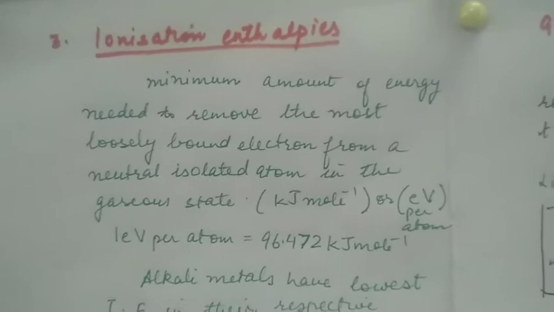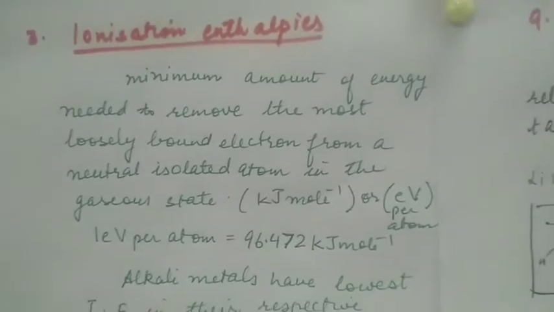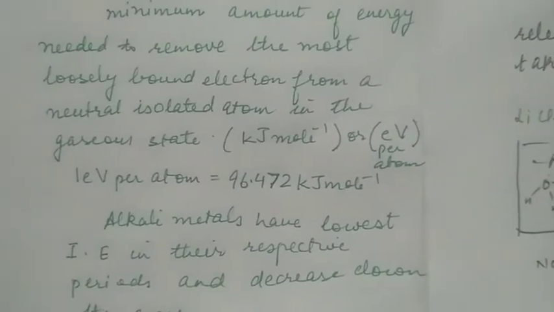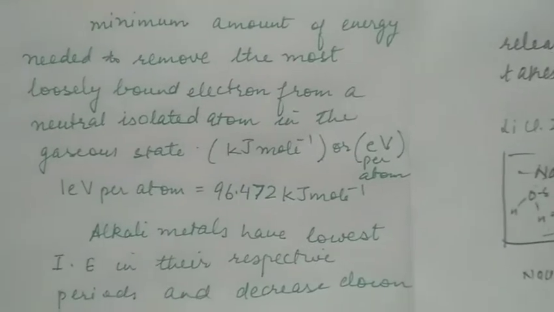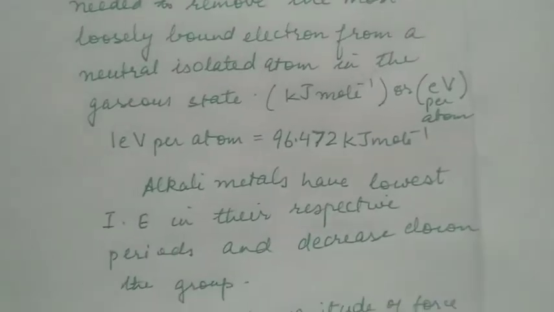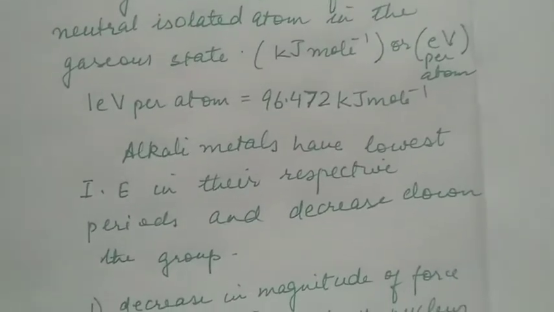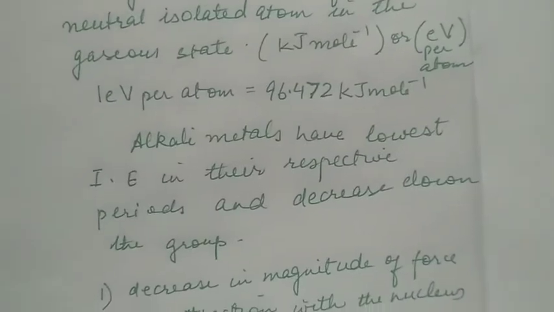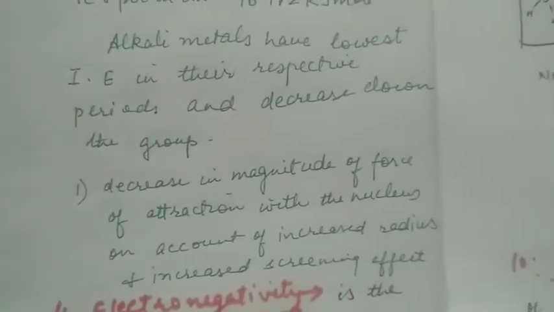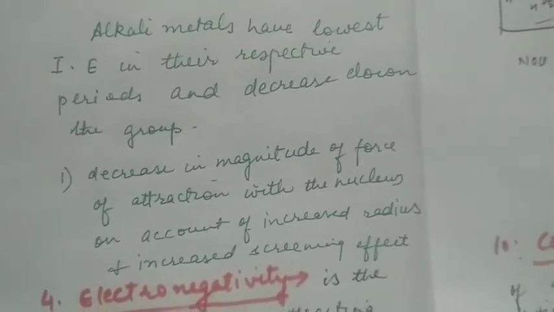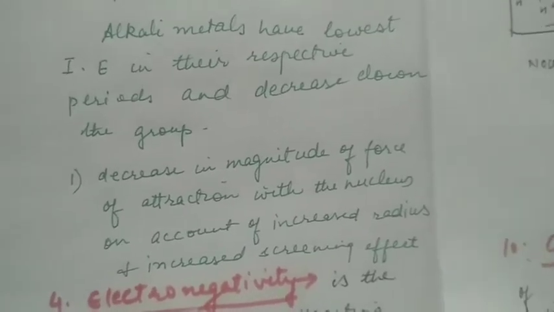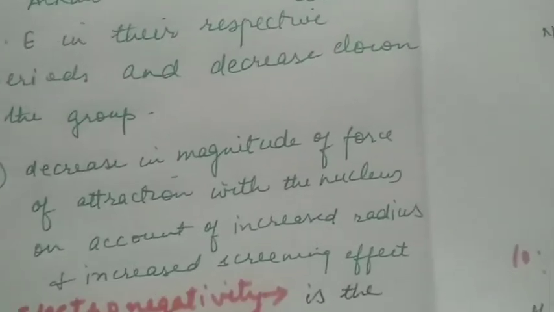Ionization energy is the minimum amount of energy needed to remove the most loosely bound electron from a neutral isolated atom in the gaseous state. Units are kilojoules per mole or electron volt per atom. 1 electron volt per atom is 96.472 kilojoules per mole. Alkali metals have the lowest ionization energy in the respective period because they have the largest size, and the ionization enthalpy decreases down the group due to decrease in the force of attraction between the nucleus and the outermost electron, on account of increased atomic radius and increased screening effect.